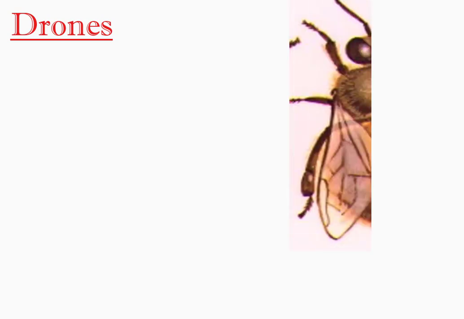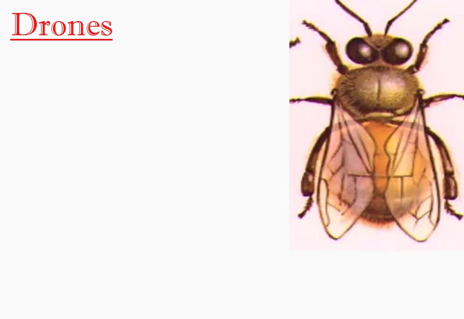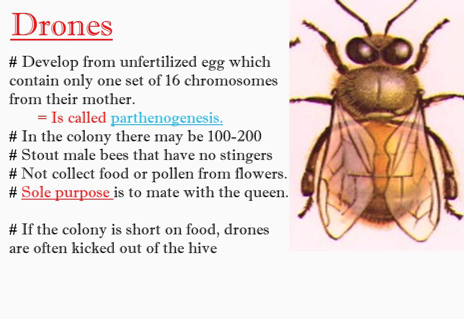The third type of colony member or caste is the drones, or males, that develop from unfertilized eggs which contain only one set of 16 chromosomes from their mother. This reproduction by the development of unfertilized eggs is called parthenogenesis. In the colony, there are about 100 to 200 drones. Drones are stout male bees that have no stingers.